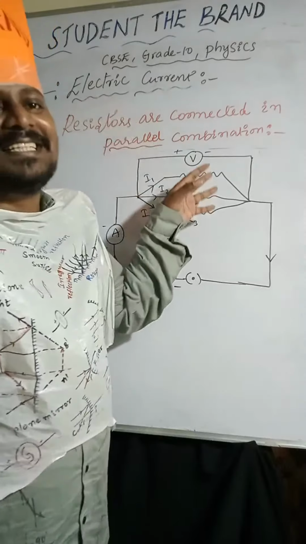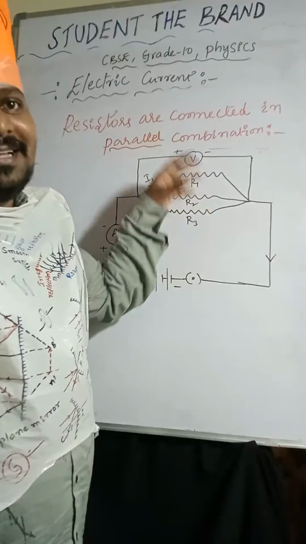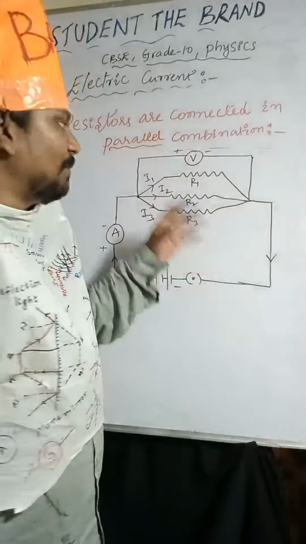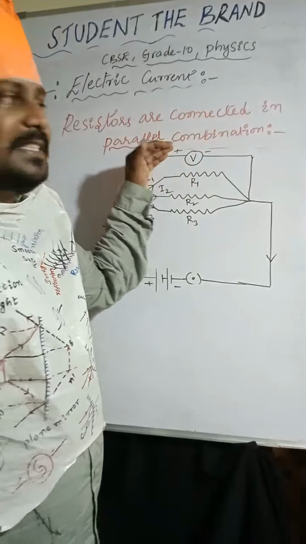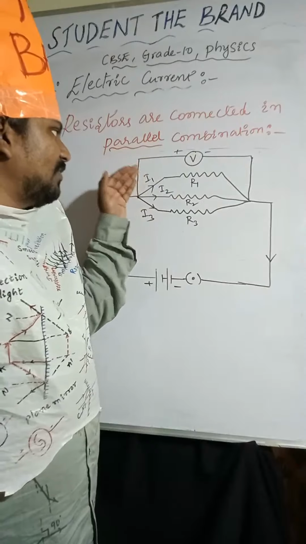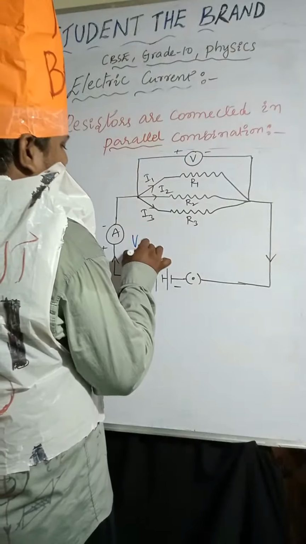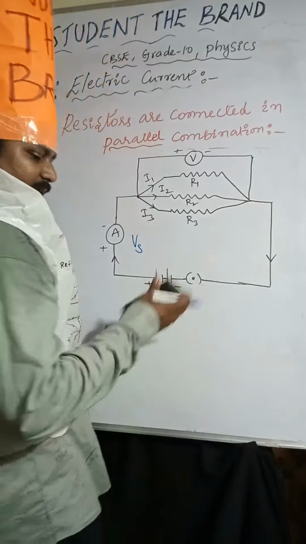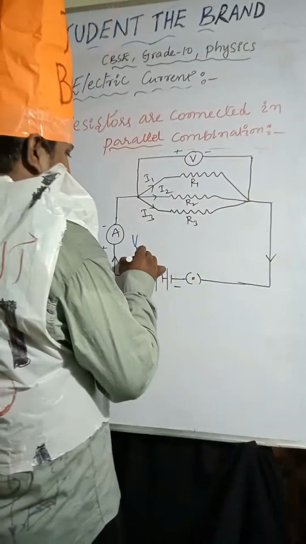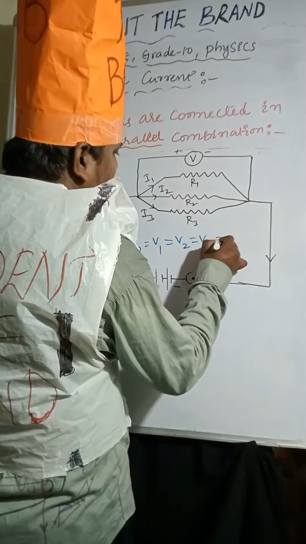The potential difference is the same across all the resistors R1, R2, R3, but the current is different: I1, I2, and I3. So I'll write it like this: VP equal to V1 equal to V2 equal to V3 equal to V.